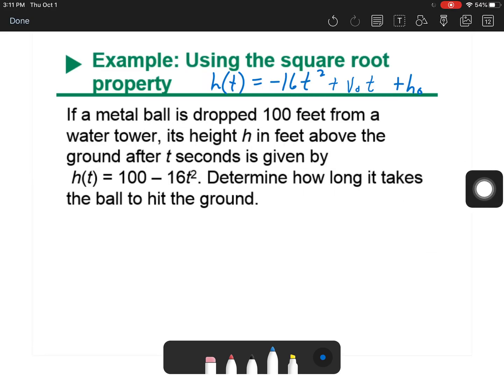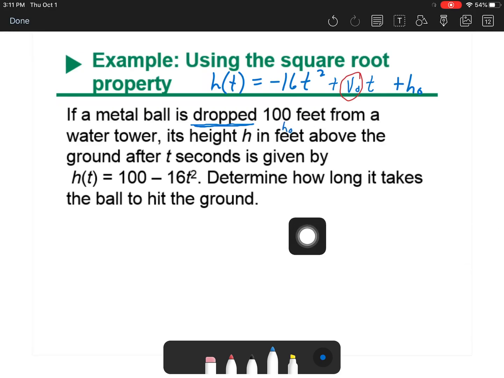Now an important word or verb in there is that it was dropped. If something's dropped, then that means that its initial velocity right here, that's going to be 0, which means basically this middle term gets eliminated. If it's dropped, it's not thrown. If it's thrown, then you're going to have an initial velocity. Okay, so 100 feet is going to be where it's starting, so that's h sub 0.